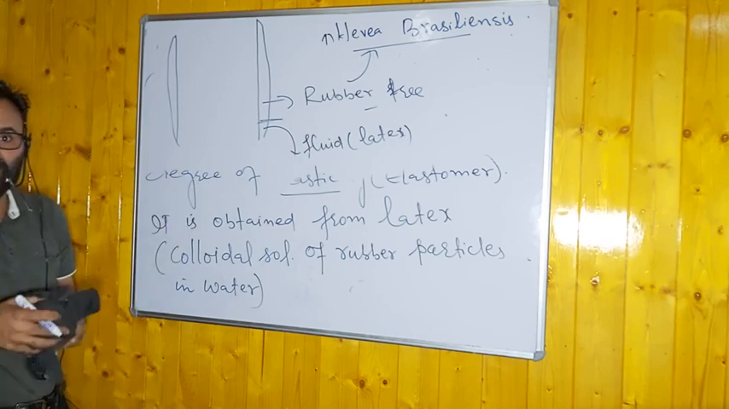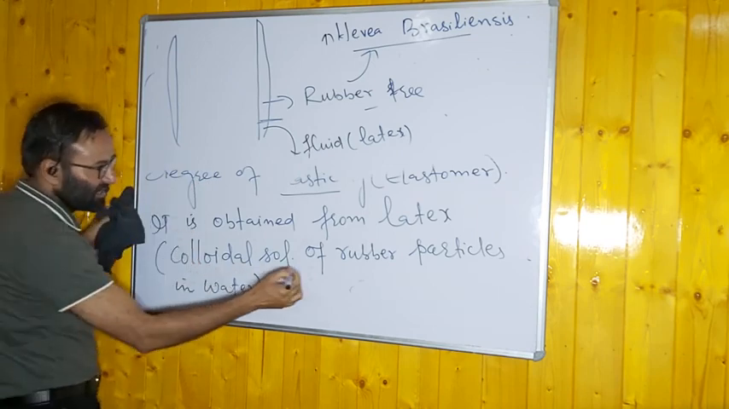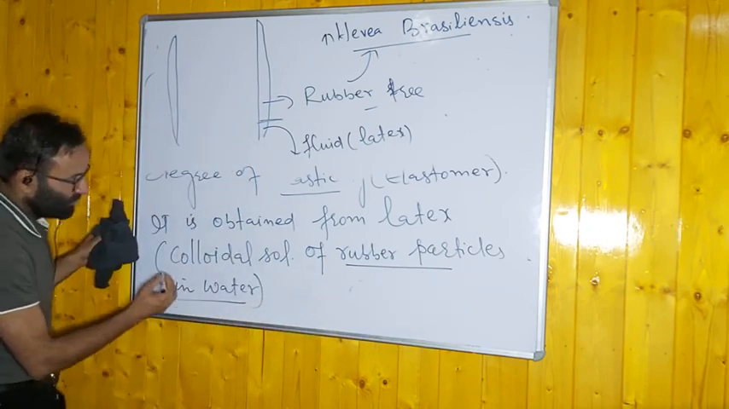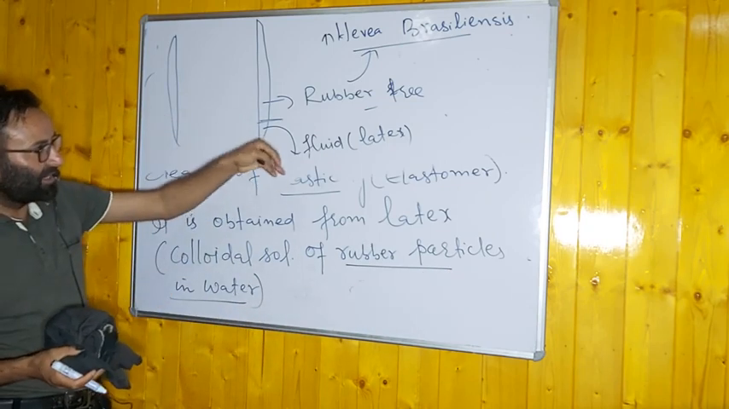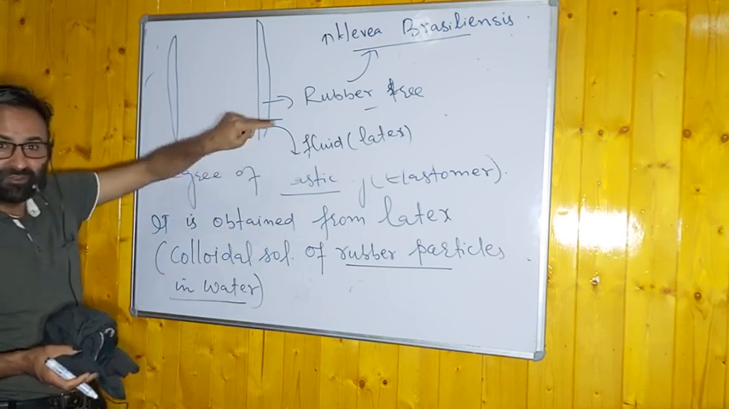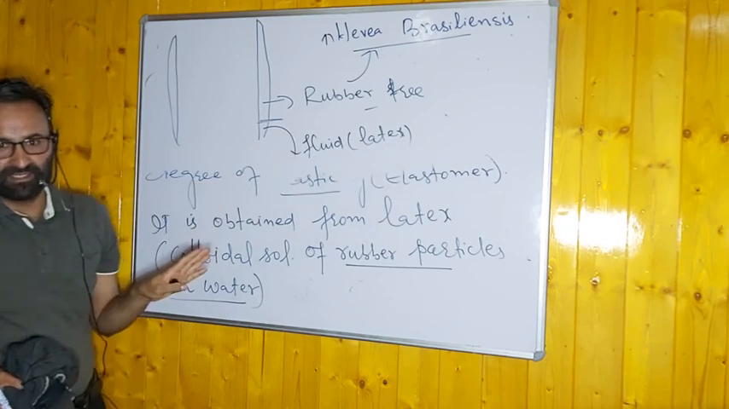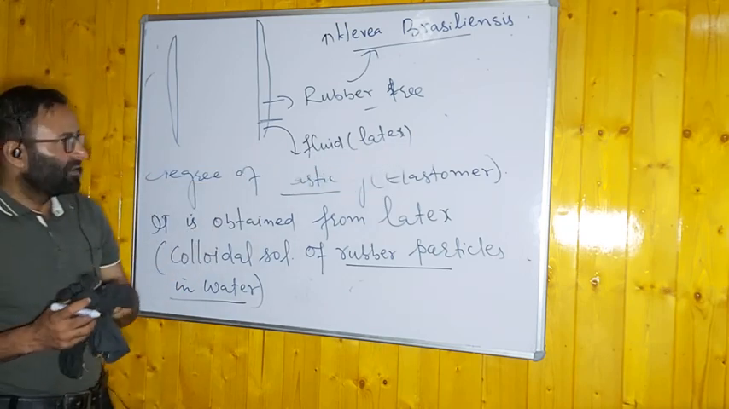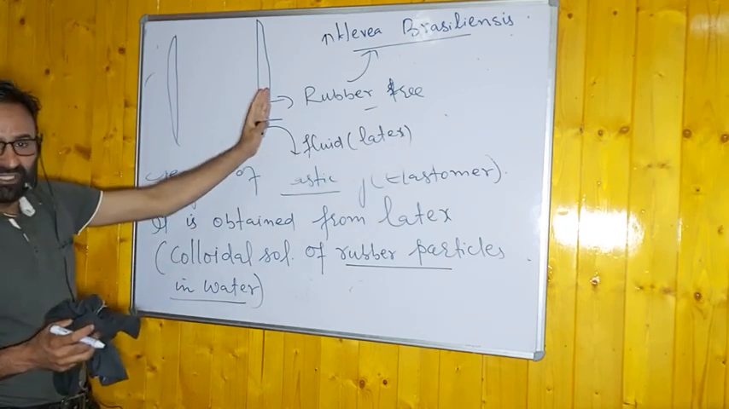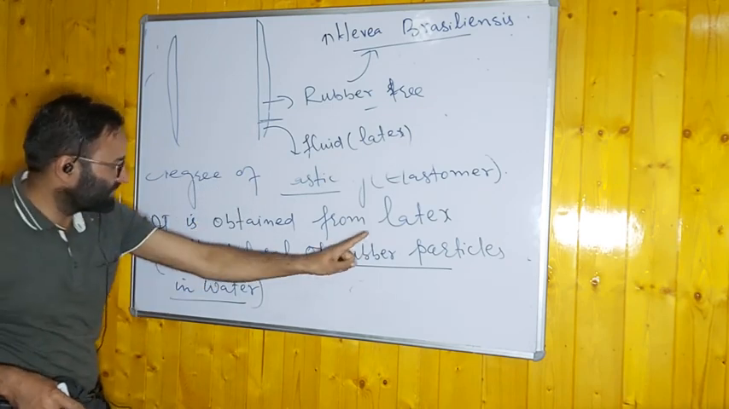And what is latex? It is a colloidal sol. It is a mixture of rubber particles in the water. It means the water contains rubber particles. That water containing the rubber particles is known as latex. In simple words, you have to remember, when you cut the bark of the rubber tree, you get a fluid. And what is the composition of the fluid? Rubber particles in the water.